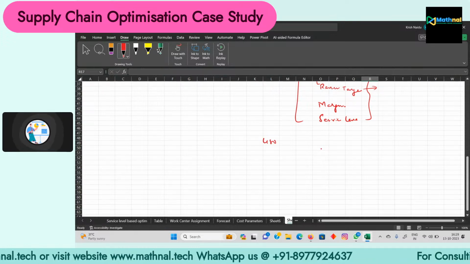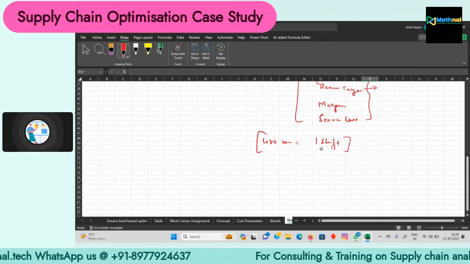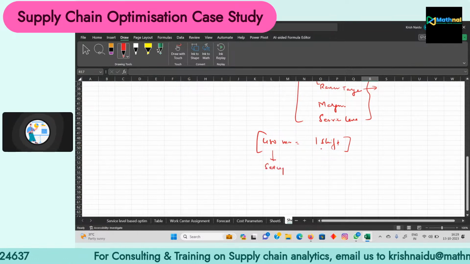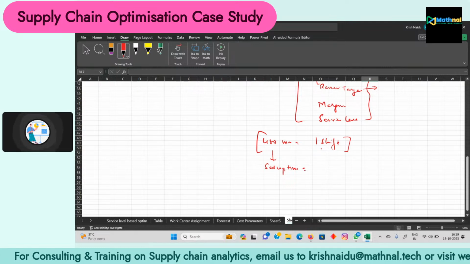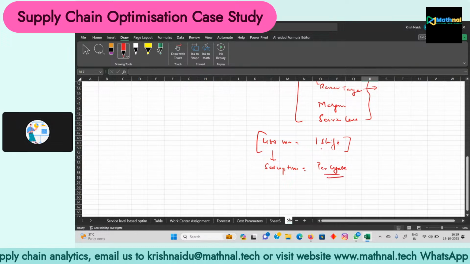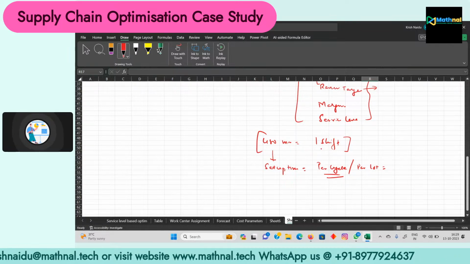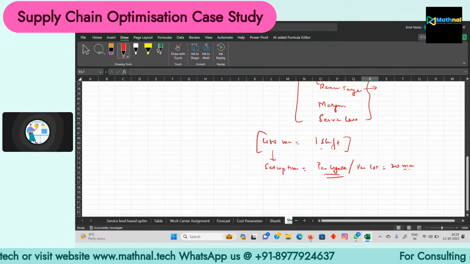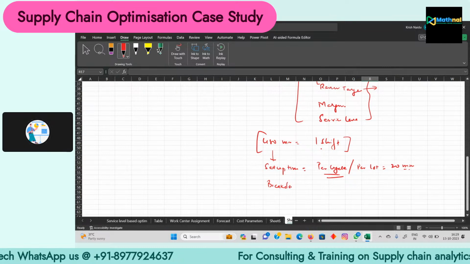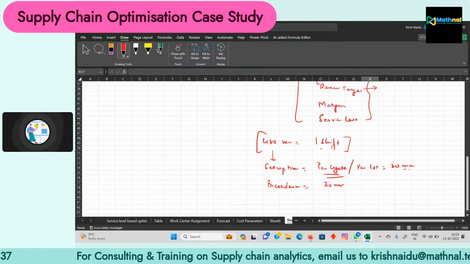Sometimes what happens is we have 480 minutes in one shift, but it is not possible to consume all 480 minutes. Maybe we have some setup time. Per cycle, per lot, you're losing some setup time. Let's say you're losing around 20 minutes of setup time. And then you're also having some kind of breakdowns. Breakdowns could be around, let's say, 30 minutes per day.